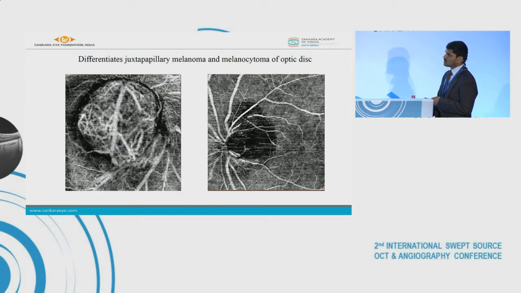This is probably because the juxtapapillary melanoma usually grows around the posterior edge of the Bruch's membrane and comes into the superficial plane. So there is no overlying RPE or other retinal tissue which can obscure its visualization. So OCT-A definitely plays a very good role in understanding the vascularity in the superficial tumors than the deep tumors.